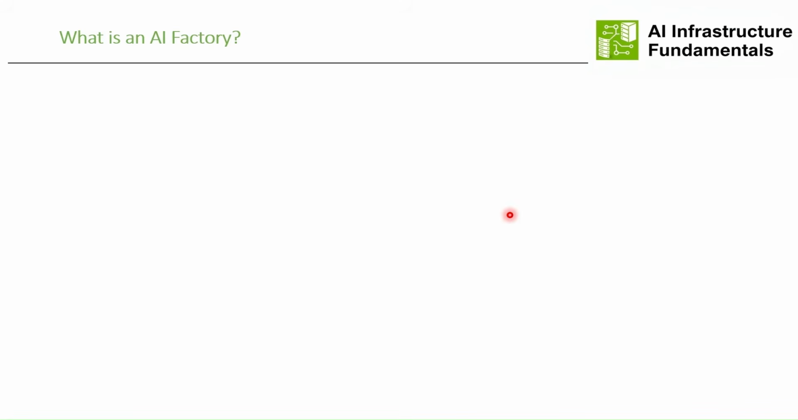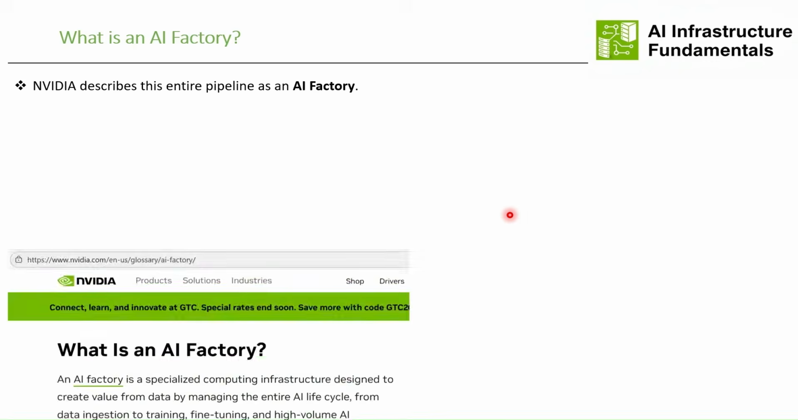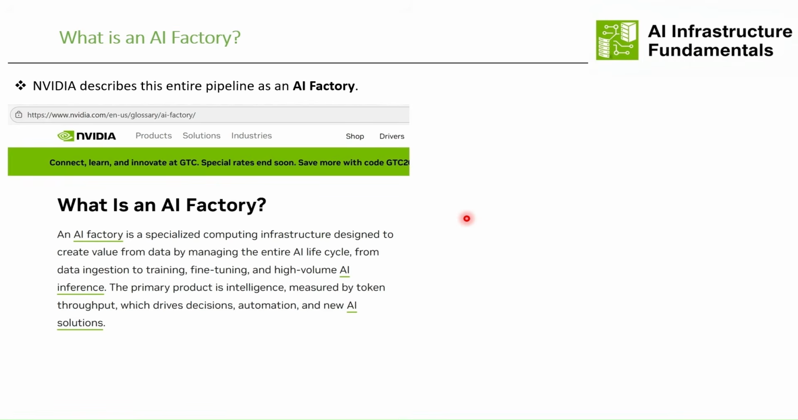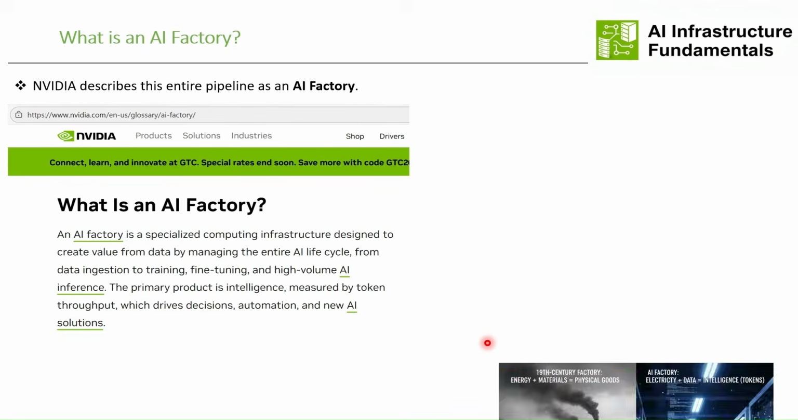Okay, now moving on, let's talk about an AI factory. So what is an AI factory? NVIDIA describes this entire pipeline that I've shown you as an AI factory. This is what NVIDIA says: an AI factory is a specialized computing infrastructure designed to create value from data by managing the entire AI life cycle, from data ingestion to training to fine tuning and high volume AI inference. So what is the product of this?